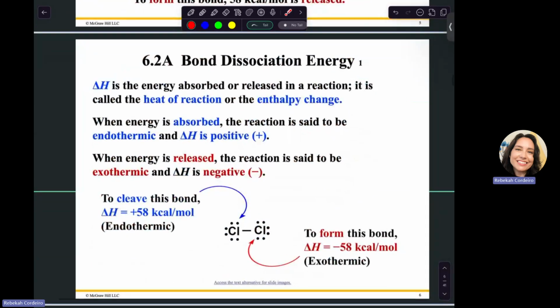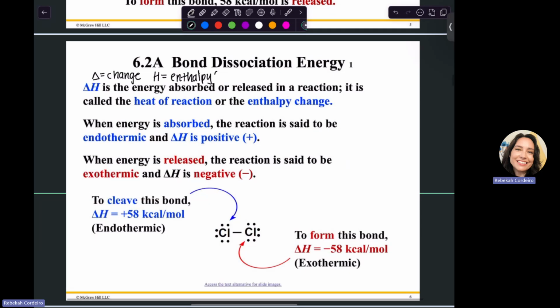So we can actually calculate how much energy it would take to make or break a bond. We call this the bond dissociation energy. We use delta H, which is called the enthalpy change. Delta, this little triangle, means change, and H stands for enthalpy. And enthalpy is a measure of thermal energy or heat energy.